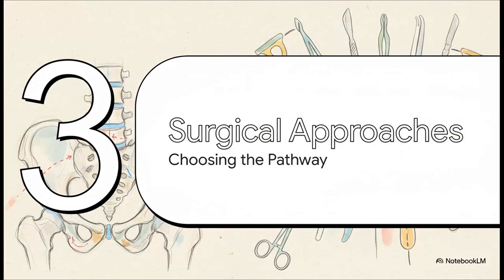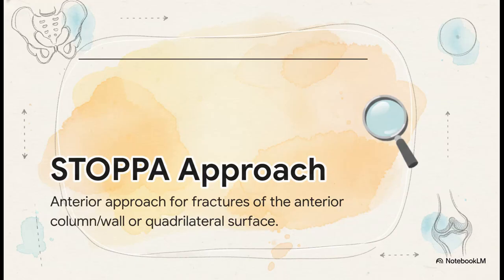So we've decided to operate. Now, how do we get in there? This is all about choosing the right pathway. And the beautiful thing is, the fracture pattern itself tells you exactly which approach to take. If your fracture is in the front, we're talking anterior column, anterior wall, or that tricky quadrilateral surface, the Stoppa approach is a fantastic tool. It's an intrapelvic approach, so you're basically coming in from the inside, which gives you this amazing direct view of the entire front of the joint. It's a really elegant solution for these specific patterns.